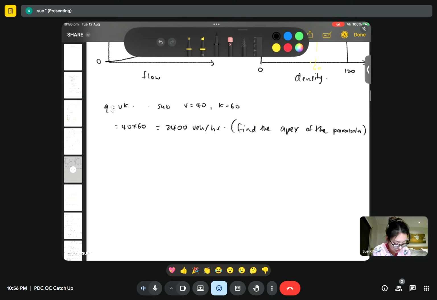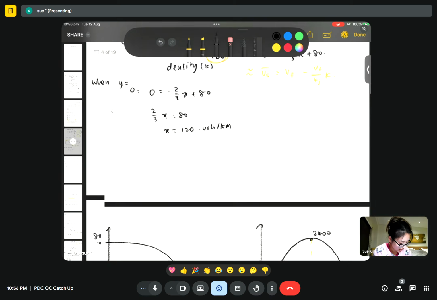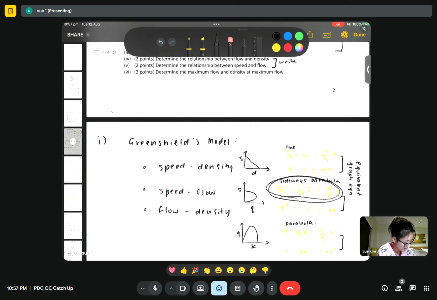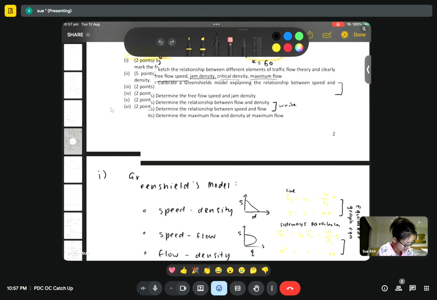Okay, and then that should pretty much be question B. So we found the free flow speed, jam density, critical density, and maximum flow. And then these two are the other 2 parabola graphs. These 2 questions would be to write the parabola equations as shown here. I'm pretty sure if you just do that, that should answer the question.